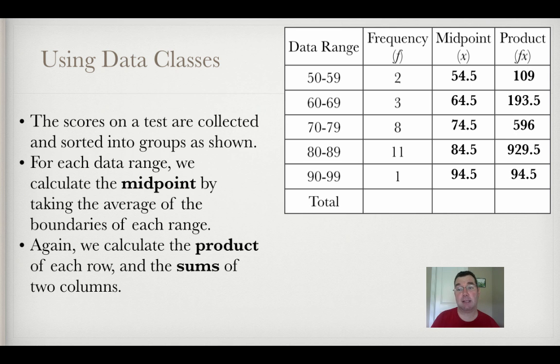So there's my products. The 54.5 times 2 gives me 109. 3 times 64.5 gives me 193.5, and so on down the table. And then I add those 2 rows. I really don't care about the sum of the midpoints, so I'm not going to calculate that. But I have 25 scores that I need to consider, and the total of those scores is 1,922.5.